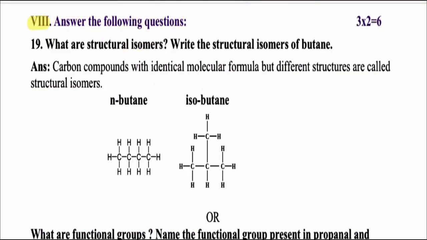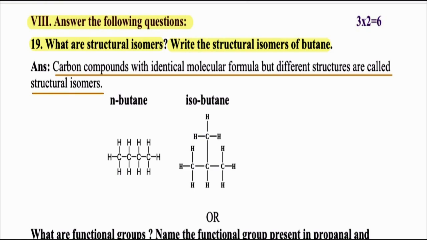8th main. Answer the following questions. Question number 19. What are structural isomers? Write the structural isomers of butane. Carbon compounds with identical molecular formula but different structures are called structural isomers. Here n-butane and isobutane are given.